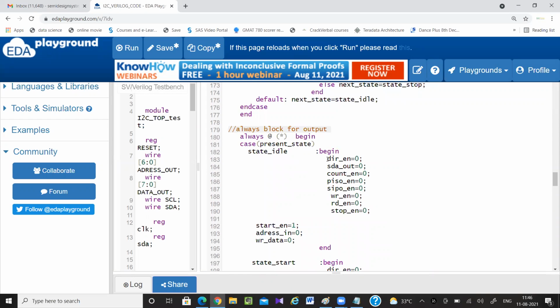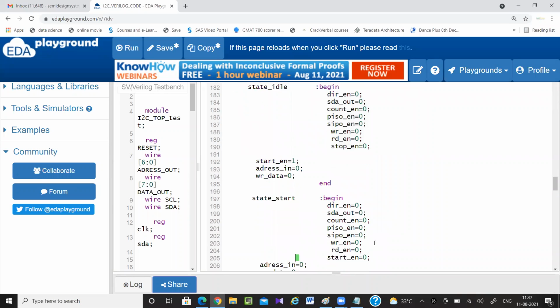So in the idle state it is 0. Everything I have kept 0. Only start enable signal is equal to 1. Why is start enable signal equal to 1? Because here the slave is waiting for the start signal from the master. In the idle state only it will wait. So start enable is equal to 1.